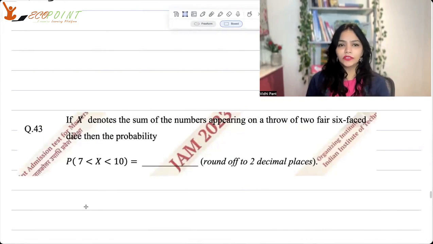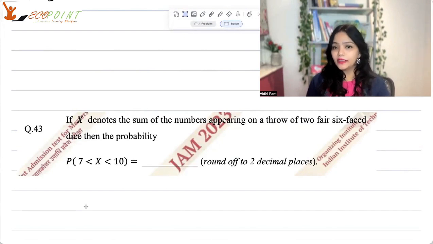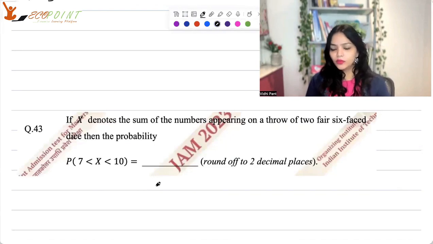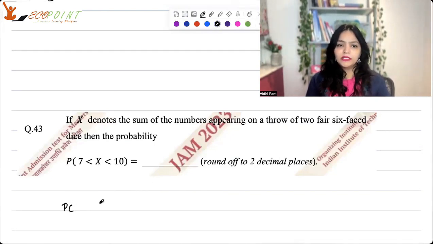The next question for the day. If X denotes the sum of the numbers appearing on a throw of 2 fair, 6-faced dice, then the probability that X lies between 7 and 10 is equal to, round off to 2 decimal places. Well, probability X is between 7 and 10.